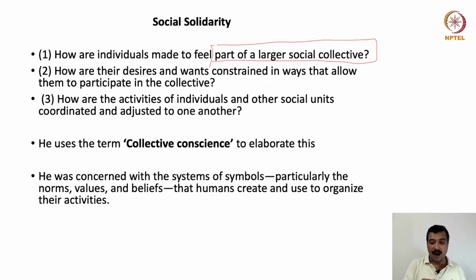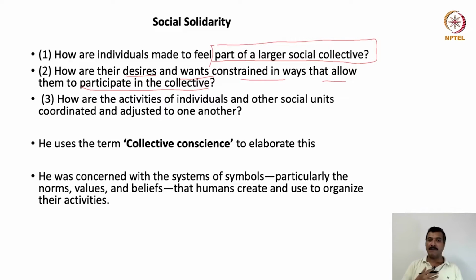He asked this question because, how are their desires and wants constrained in ways that allow them to participate in the collective? Because we know that every individual's needs are limitless, their desires are limitless, they are quite different in terms of their orientation, their ideas, their wants, but somehow there is some mechanism through which we have been trained to have a check on our desires and our needs, and we are trained to live in a more or less amicable kind of situation.